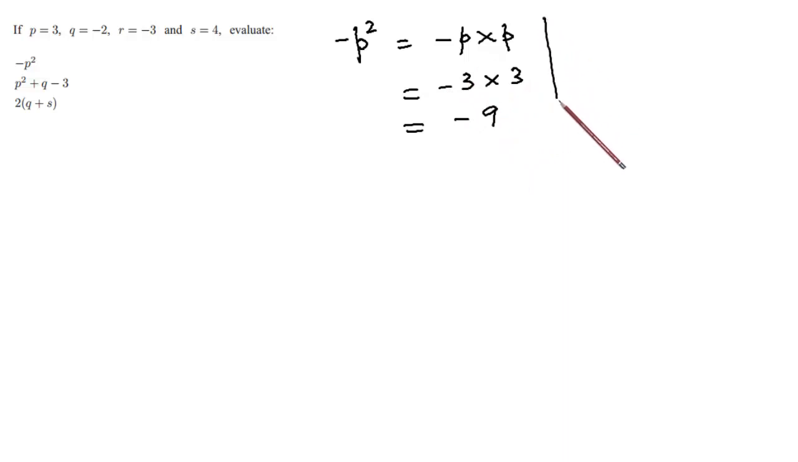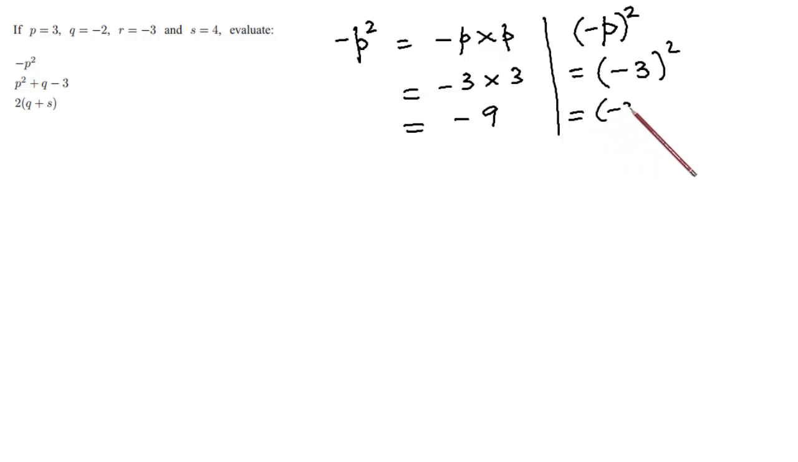Again, it's very important that you make yourself understand that if the question were to be negative P the whole square instead of negative P square, then the answer would have been different. So it would have been negative 3 the whole square, and that is nothing but negative 3 multiplied by negative 3, which is 3 3s is 9 and 2 negatives make a positive. So the answer would have been positive 9. So these brackets are very important things in maths, and we need to take care of it.